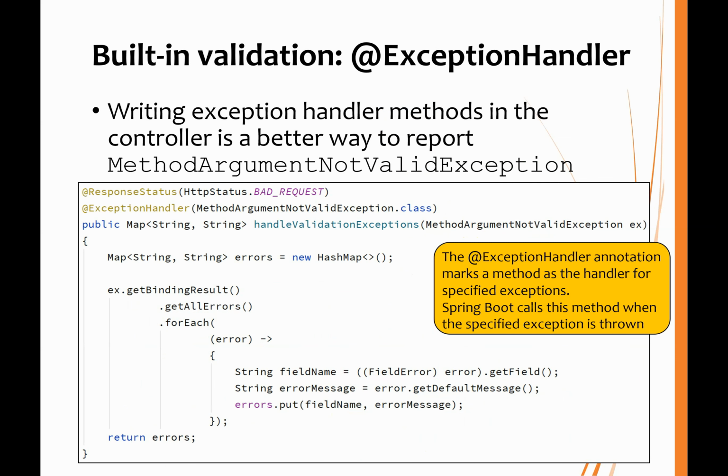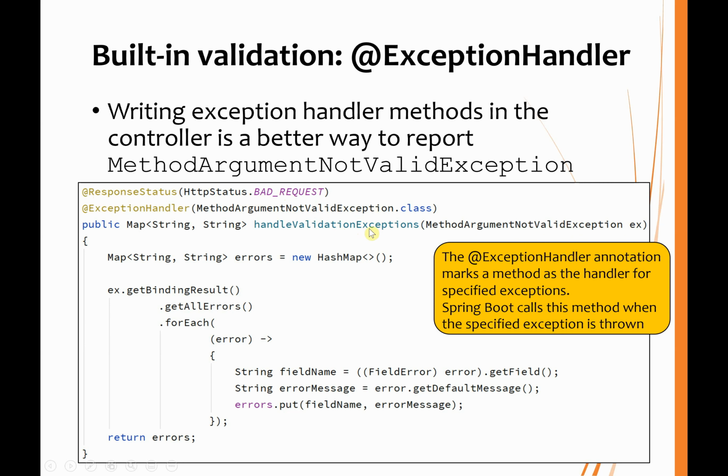So a much better way of dealing with this is to write an exception handler method in the controller. And here is one such method. The method name is whatever you want to make it. It's not really terribly important in that respect, but of course it should be readable. It's this annotation here, at exception handler, that makes this method a nominated exception handler, and it will be invoked whenever there is a method argument not valid exception. We're also setting the response status to be the bad request, which is the 400 status.